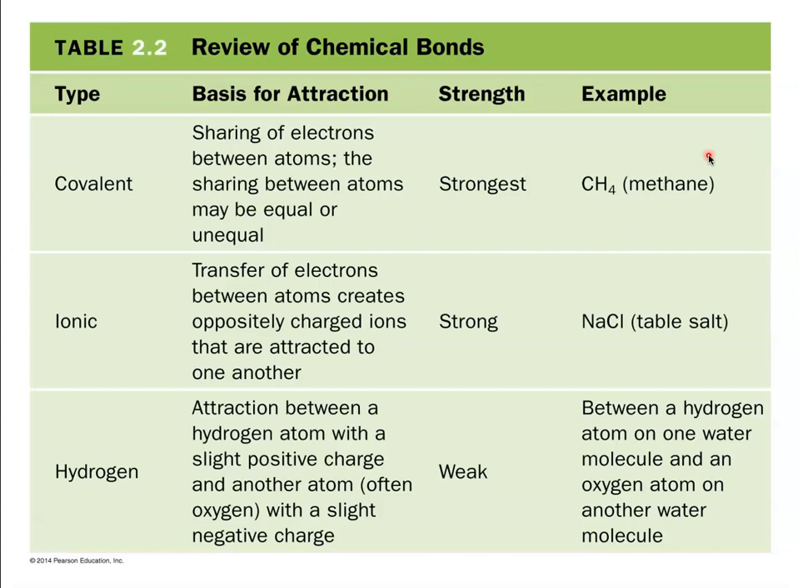Ionic bonds are going to be caused by the transfer of electrons. Someone's going to give up an electron, someone's going to pick up an electron. And so we're going to have a positively charged ion, a negatively charged ion, and an attraction between those two. Finally, hydrogen bonds are going to be caused by an attraction between partial charges. One atom is partially negative, the other atom is partially positive. And so we're going to have a very weak attraction between those two partial charges.